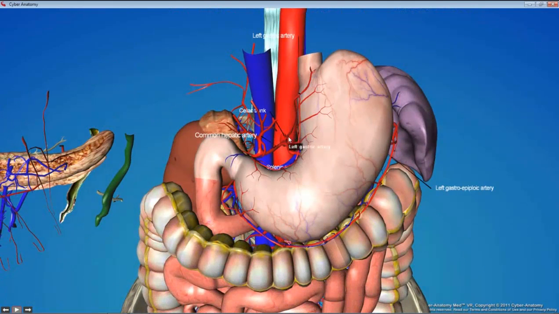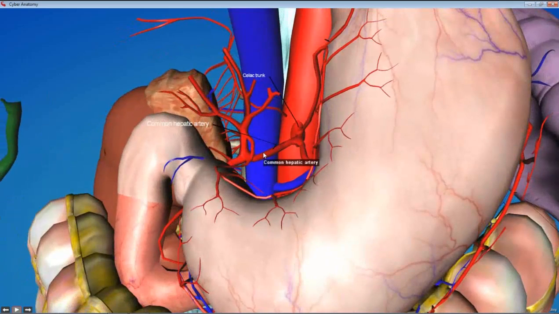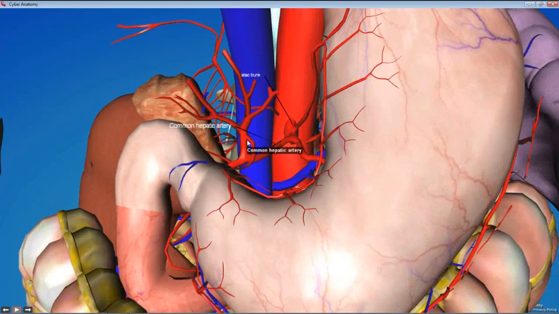The third branch from the celiac trunk is branching in a rightward direction. It'll be almost horizontal and is going to be heading towards the liver with several other branches that are going to non-liver structures. So we're calling this artery the common hepatic.